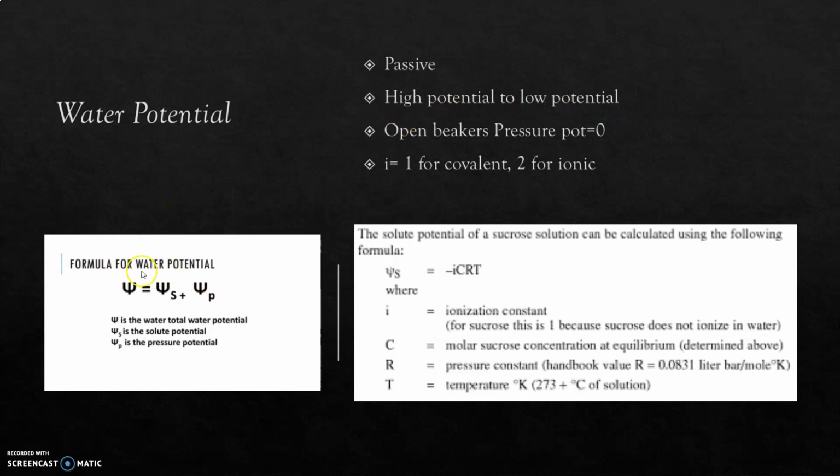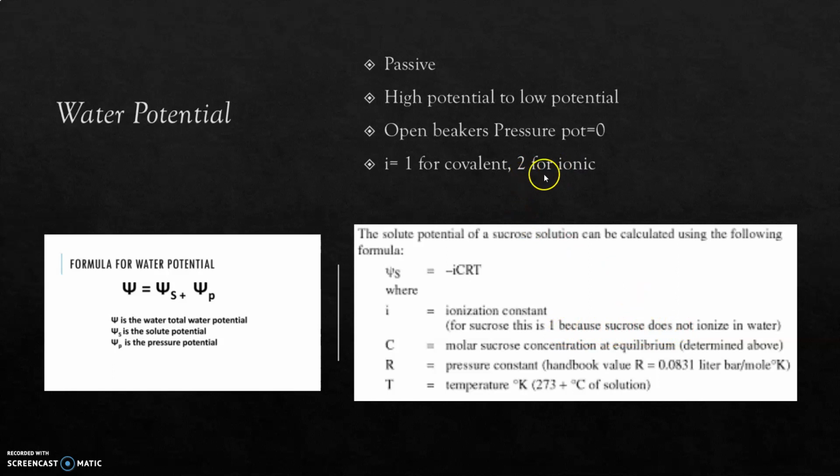You have your formula here. The water potential is the solute potential plus the pressure potential. Remember, in open beakers, the pressure potential is 0. If you have a question and they don't give you the pressure potential, it is 99.9% likely that the pressure potential will be 0. What you will have to do is most likely calculate psi s, the solute potential. That equals minus iCRT. The ionization constant, i, is 1 for covalent compounds, 2 for ionic. And remember that sucrose, or sugar, is 1, because it does not ionize in water.